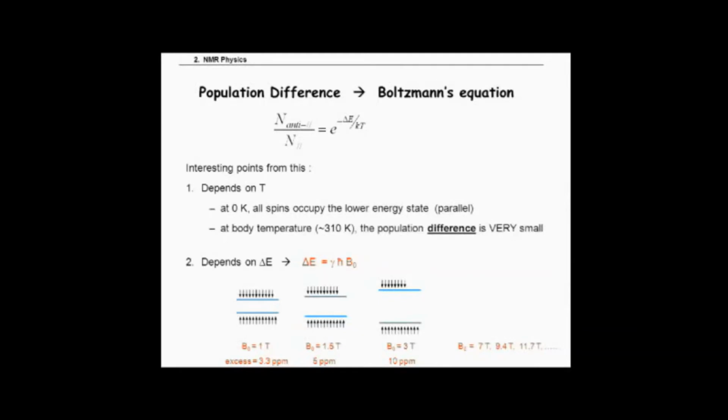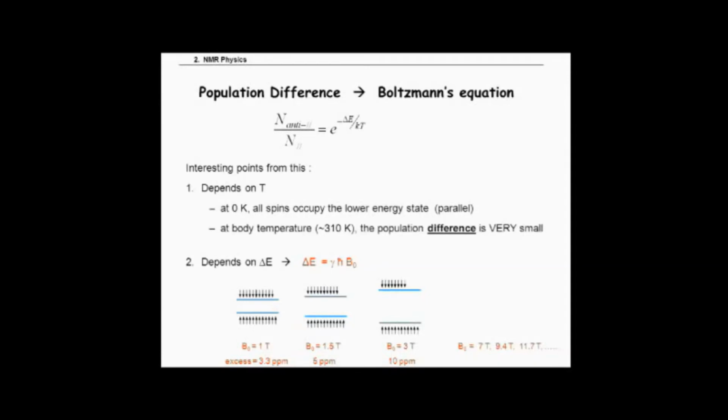We can derive an expression for the actual separation of the energy levels between the two spin populations. The energy gap is directly equal to the magnetic field that we've applied, plus some other constants, gamma, the gyromagnetic ratio, and Planck's constant, just constants for a particular nucleus. And so it turns out that if we have a static magnetic field of 1 Tesla, the excess population is very, very small, 3.3 parts per million. That is the difference in population between the two levels.